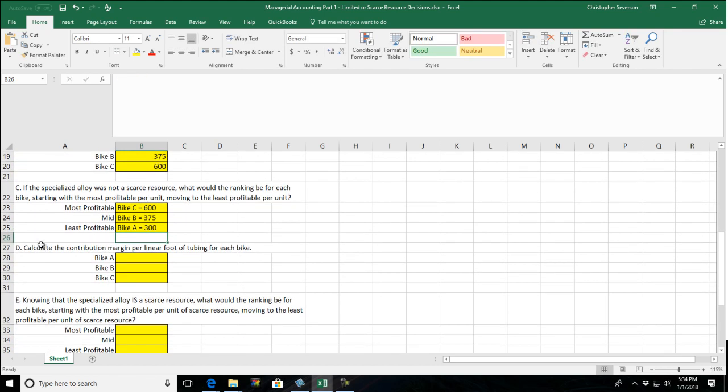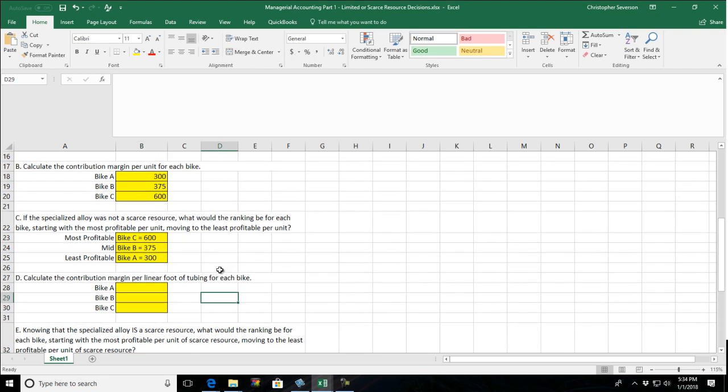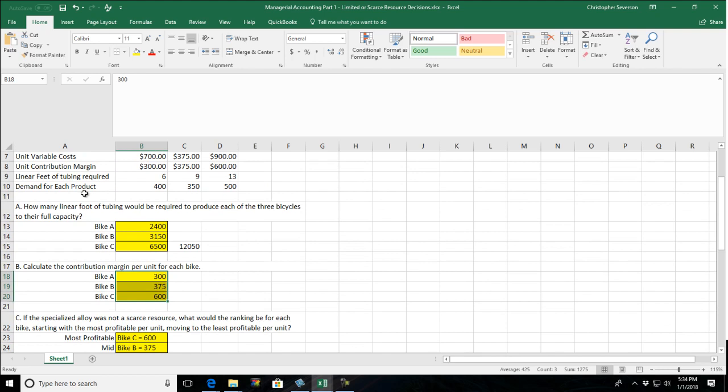Now D, here is where the scarce resource problem really becomes important. When we know that we have one individual scarce resource, we can no longer focus on the contribution margin per unit to determine profitability. Instead, we have to look at the contribution margin per unit of scarce resource. So now we're not focusing on the per bike unit. Instead, we're going to look at per linear foot. The unit contribution margin per foot.